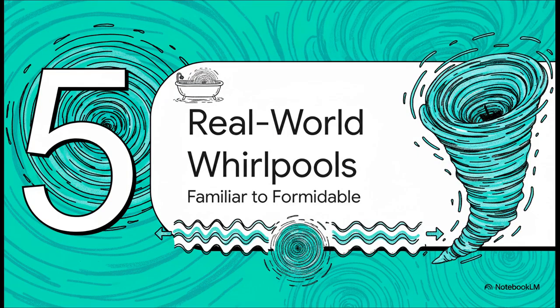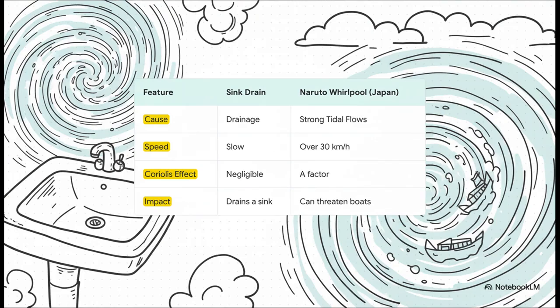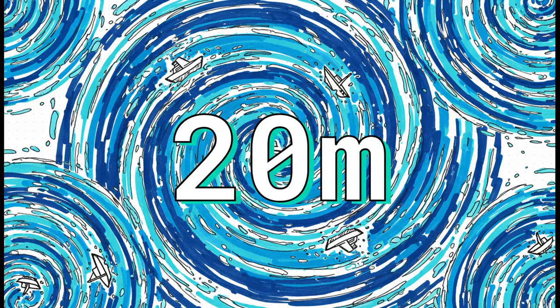Okay, so we've covered the physics. Now let's bring this back to the real world and look at some actual whirlpools, from the tiny ones we see every day to the absolutely massive ones. This is a great comparison. On one hand, you have the water going down your sink drain. On the other, you have the famous Naruto whirlpools in Japan. I mean, the scale is just mind-bogglingly different, but the physics, the fundamental principles at play, they're exactly the same. The only difference is the Naruto whirlpools are caused by insane tidal flows and can spin at over 30 kilometers an hour, fast enough to be a real danger to boats. And just to give you a sense of scale, those whirlpools in Japan can get up to 20 meters across. I mean, that's huge. You can see why you wouldn't want to get your boat anywhere near one of those.